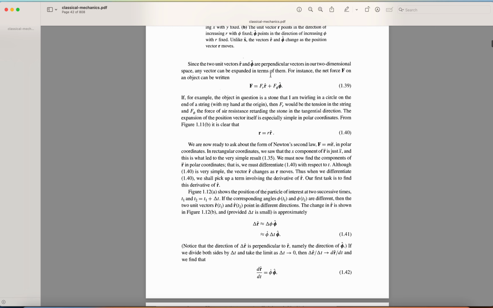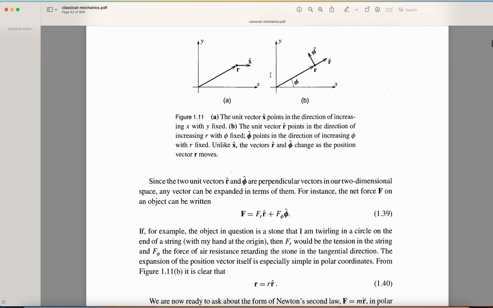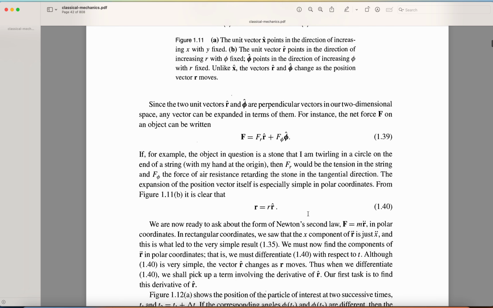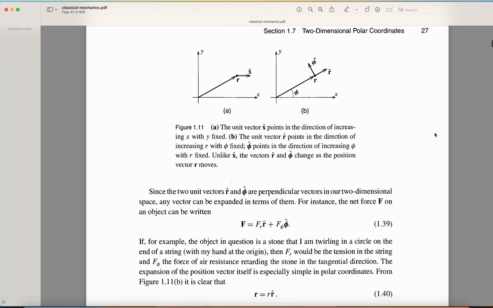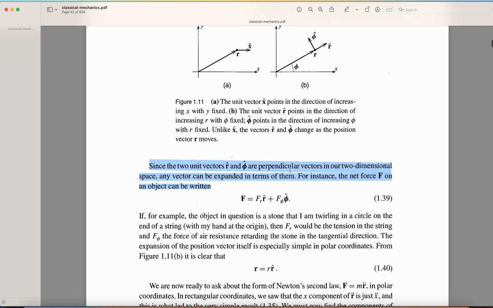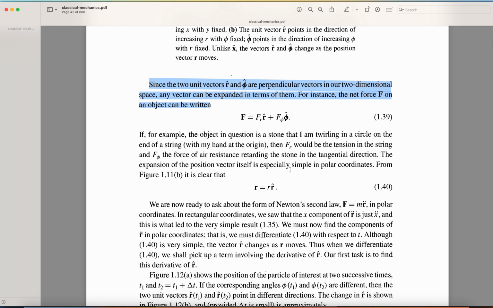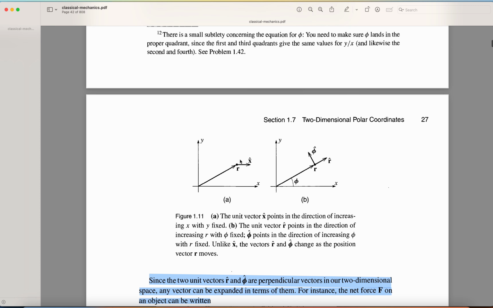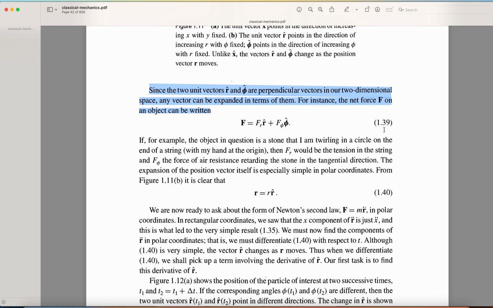Okay, so the force is written in terms of these two, because they are perpendicular to each other, you can always decompose force purely in terms of the two perpendicular ones, I think. Okay, yeah, that's exactly what they're saying. It's sort of like XY, but just a slightly different reference frame, I guess. Fr is the tension on the string. Fphi is the force of air resistance. Okay. Yep.